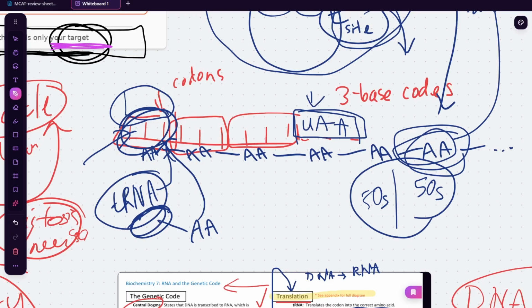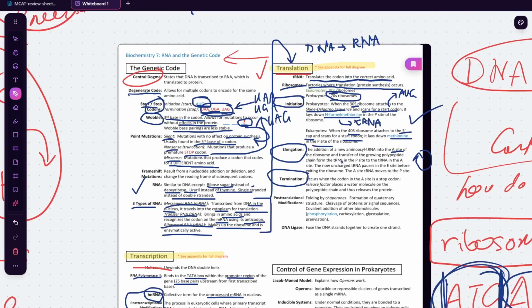So what happens is that a release factor is a certain protein that recognizes the stop codon and docks in the A site. So it's not the tRNA that finds this out and can read the stop codons. It's the release factor. So that's why we have release factor down here.